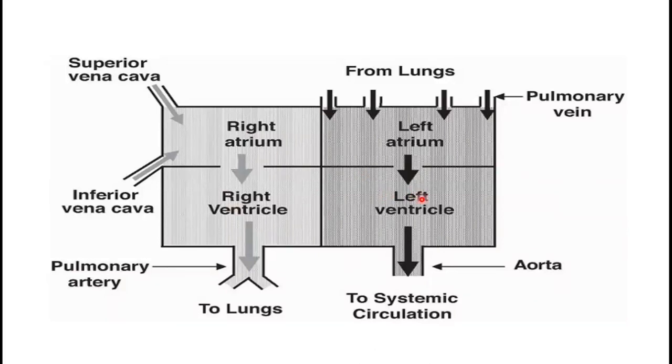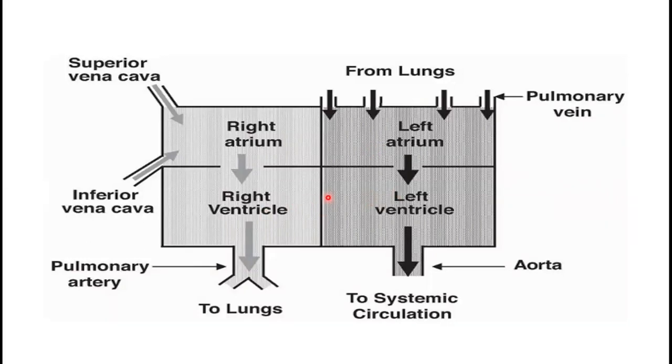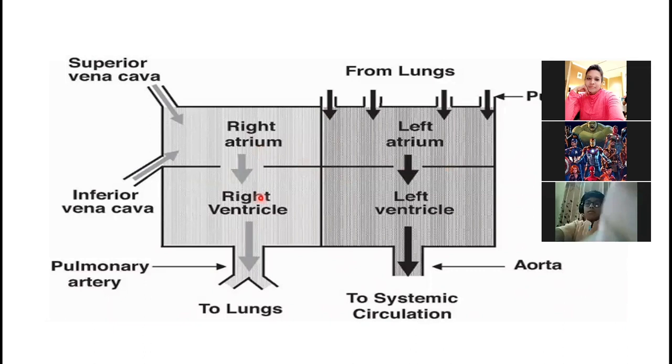So it is made up of four chambers. The upper two chambers are known as atria and the lower two chambers are known as ventricles. These chambers are separated by septums. The right half is separated from the left half by a muscular septum, and the blood never mixes in the right and left halves, because the left half of the heart contains oxygenated blood and the right half contains deoxygenated blood.